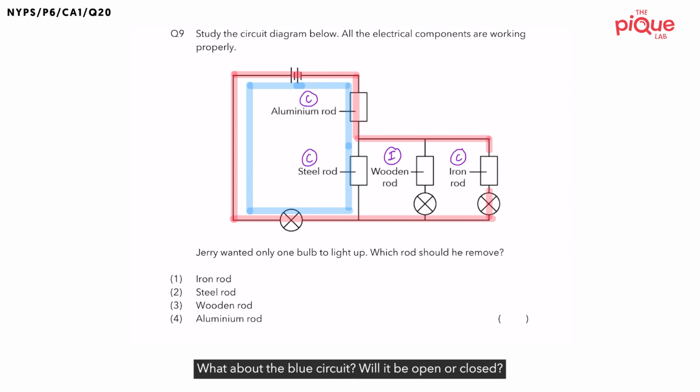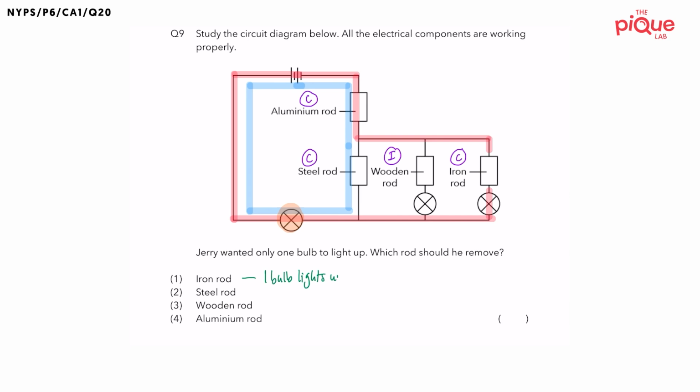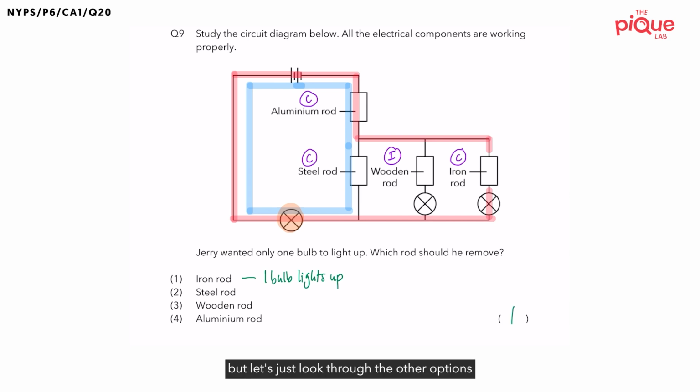What about the blue circuit? Will it be open or closed? The blue circuit is still closed, and electricity can still flow through the blue circuit. So, which bulb should light up? The bulb on the blue circuit should still be able to light up. So I'm going to indicate this bulb lighting up. So when we remove the iron rod, only one bulb lights up. I'm going to write that down. And in fact, that is the answer that we want. But let's just look through the other options to confirm that number 1 is our answer.